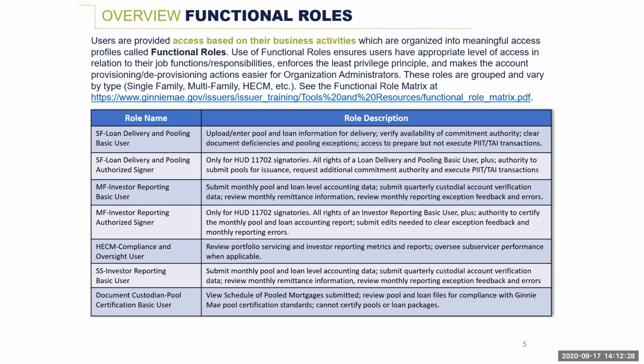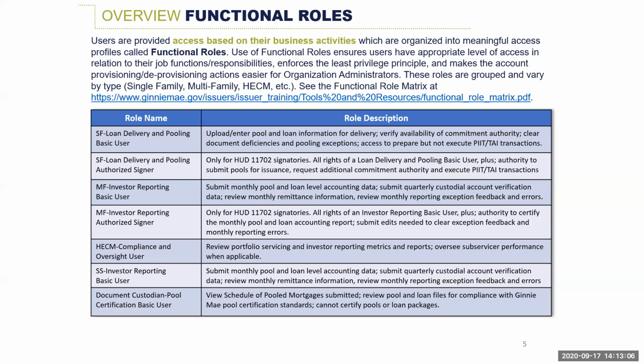What you've been provided here is just a subset of functional roles that are available. If you see the link above, there's a functional role matrix, which is available to you and will identify all of the functional roles that can be assigned. It is perfectly appropriate to assign more than one functional role to a user if their business responsibilities require it. But one thing you do not need to do is assign a basic user and authorized signer functional role to one individual. Your authorized signers are automatically provided the functions of a basic user when they receive that authorized signer functional role.